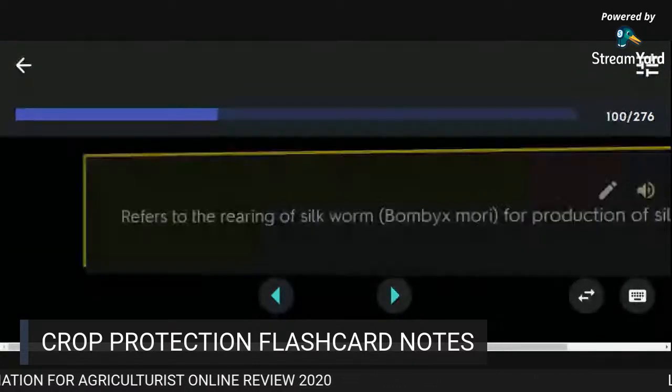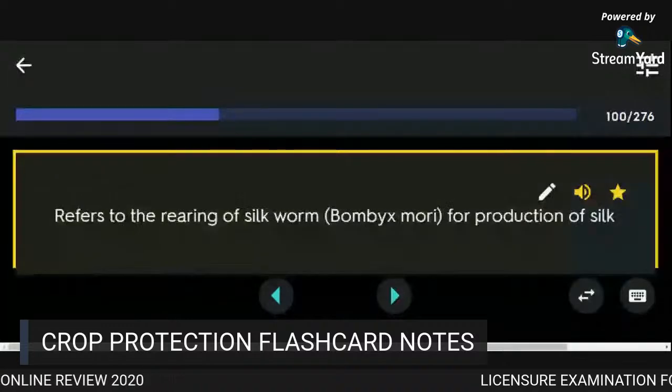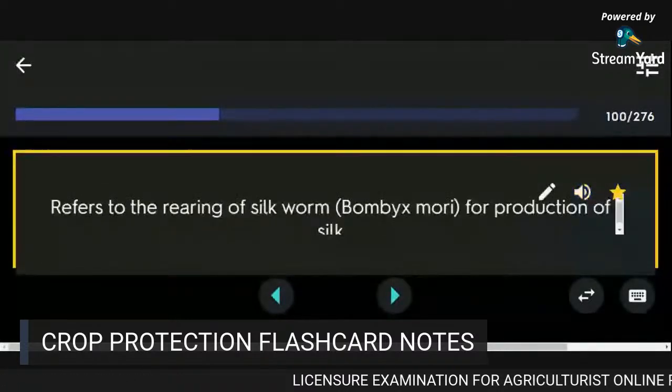Refers to the rearing of silkworm for production of silk. Silkworm productions.